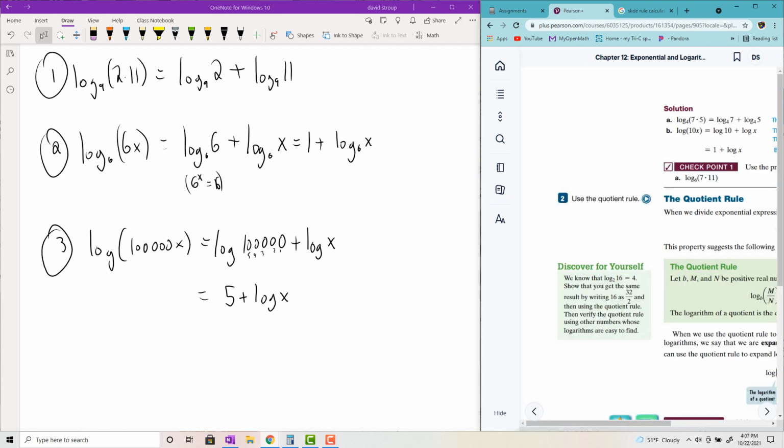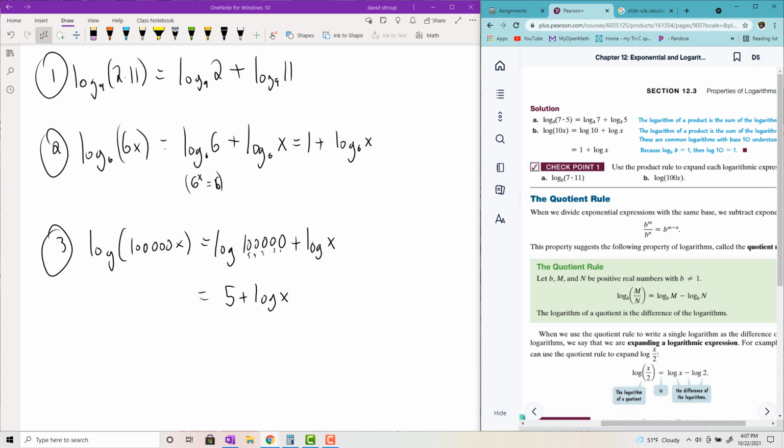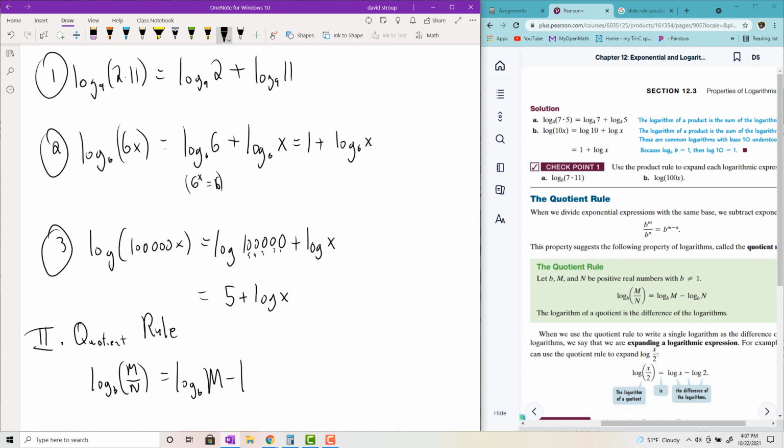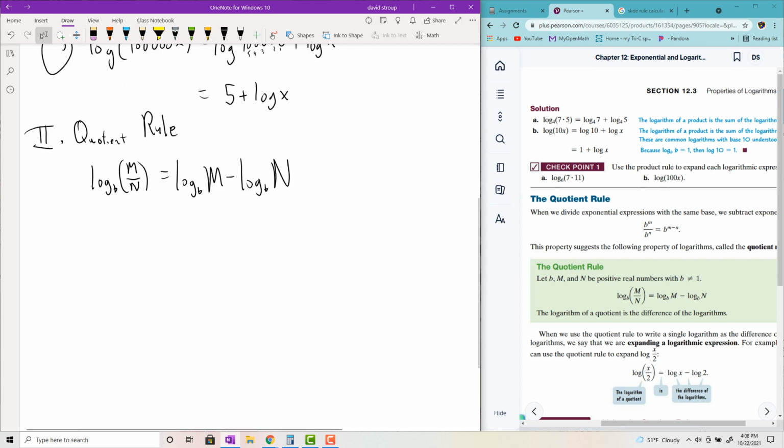The next rule is the quotient rule. Again, we have a bunch of restrictions on the variables involved. But anyways, let's just hand it to you. Quotient rule. A bunch of restrictions. If those hold, then log base b of m over n has to be equal to log base b of m minus log base b of n. So the log can turn a quotient into a subtraction.